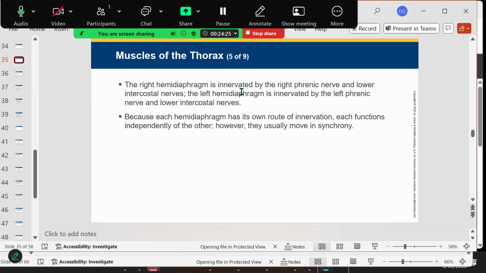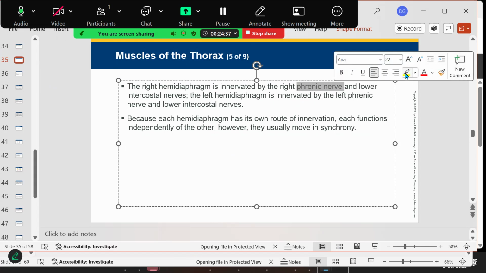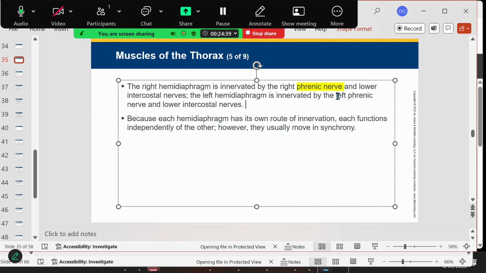The right is innervated by the right phrenic nerve and the lower intercostal nerves. Left hemidiaphragm by the phrenic. I want to make sure that word phrenic gets into your vocabulary. Phrenic is very important. Phrenic nerve on both sides.